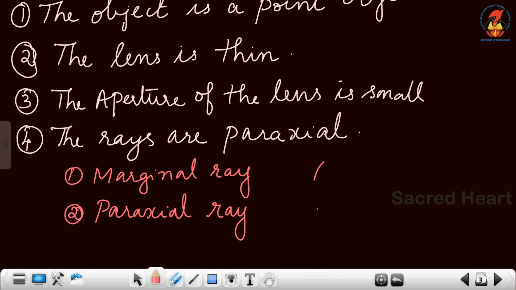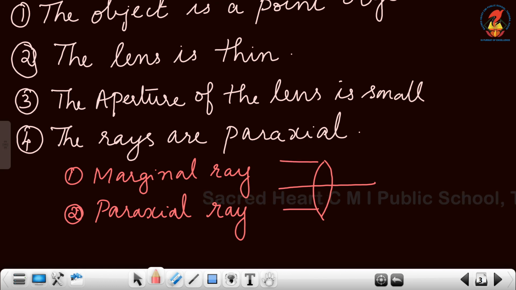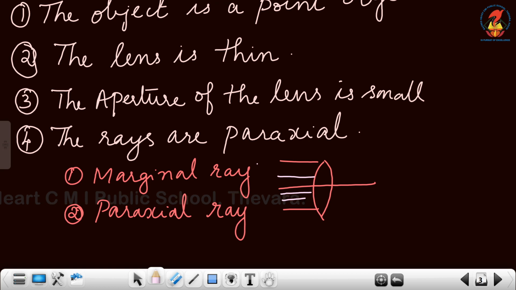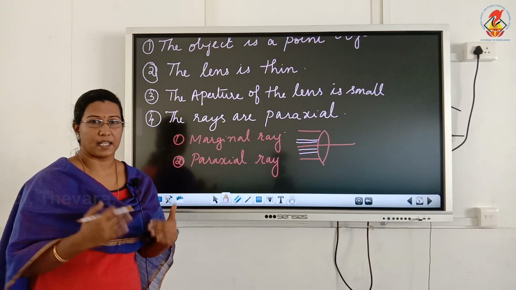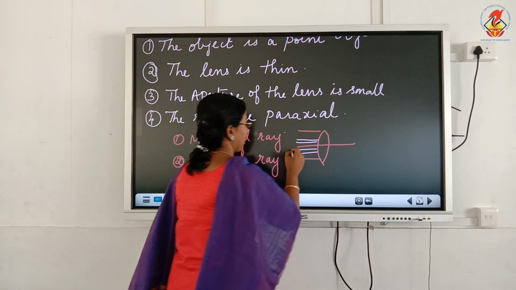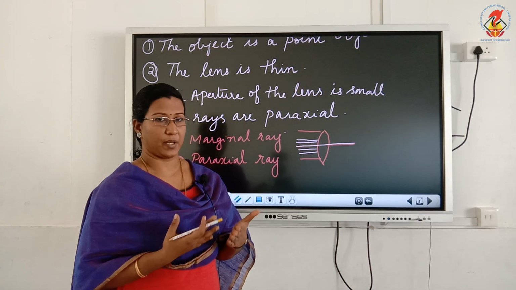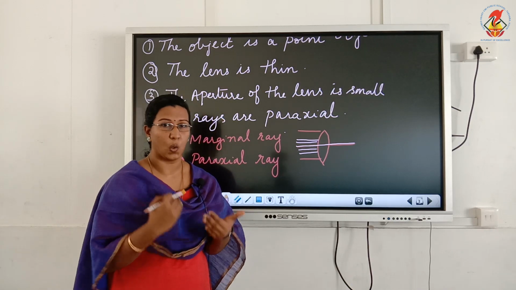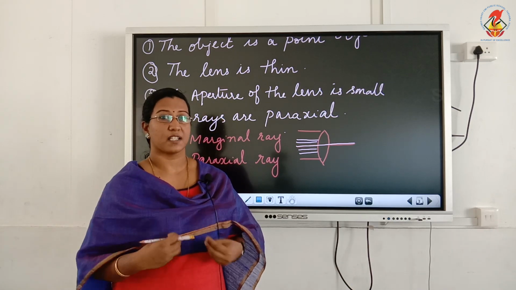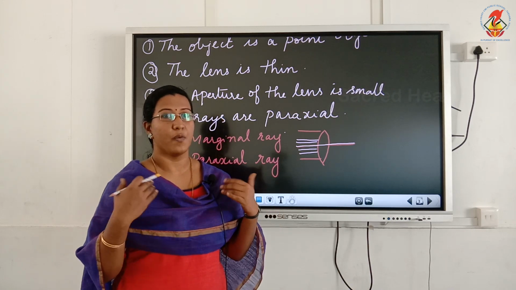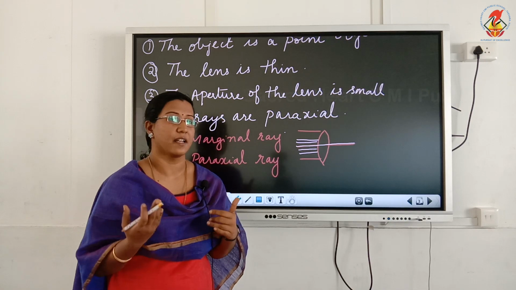Now, marginal rays means the rays which are far away, or rays which enter the lens at the edges. These are the marginal rays. And paraxial rays means the rays which are very close to the principal axis, and these rays make very small angles with the principal axis, so that sin theta and tan theta can be approximated to theta itself.